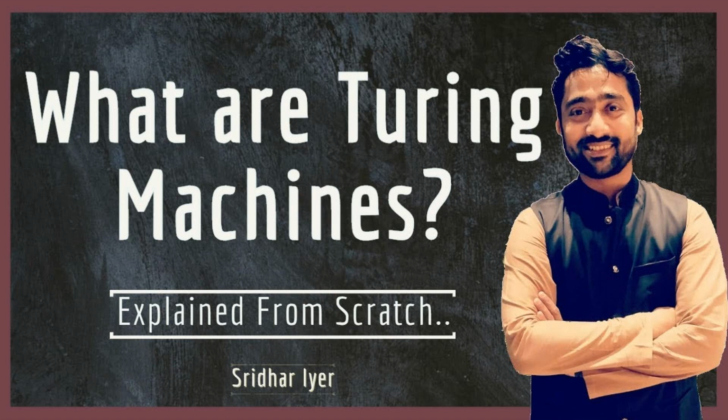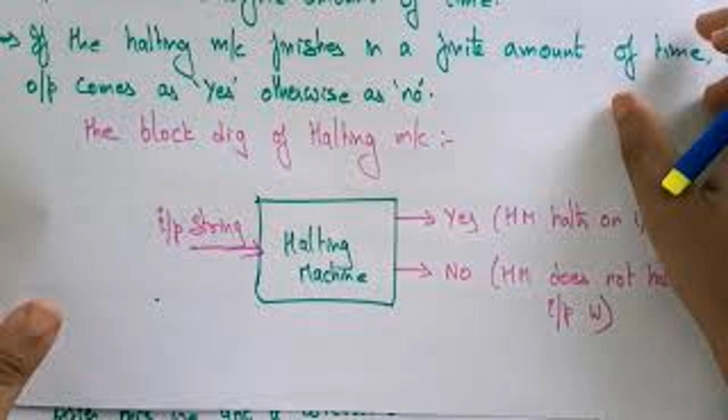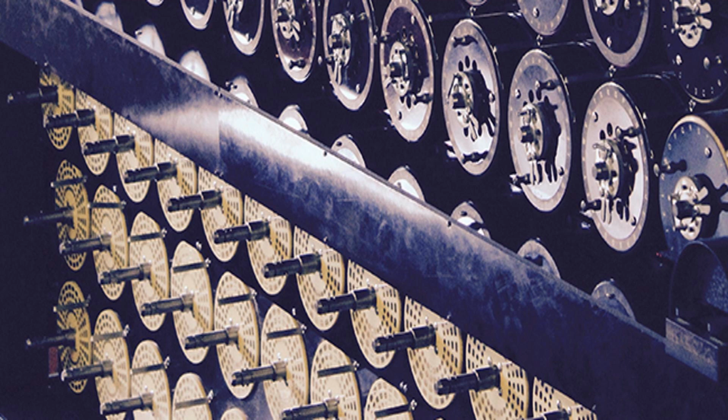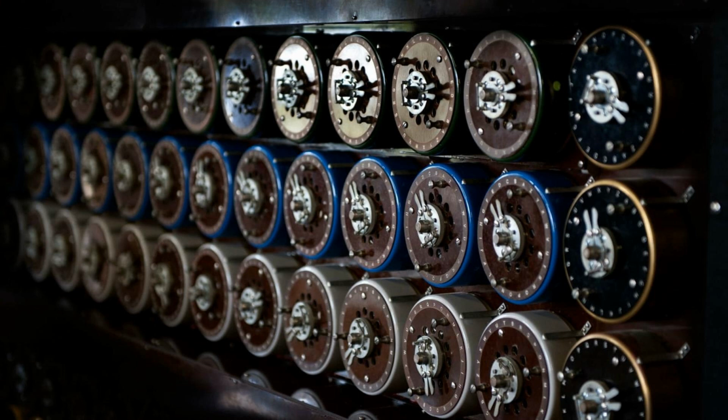Let's delve deeper into the intricacies of Turing machines used for language recognition. Welcome back. In this segment, we will explore the limitations of Turing machines, specifically focusing on undecidable problems. Undecidable problems are computational problems that cannot be solved by a Turing machine. These are problems for which there is no algorithm that can determine the correct answer for all possible inputs.